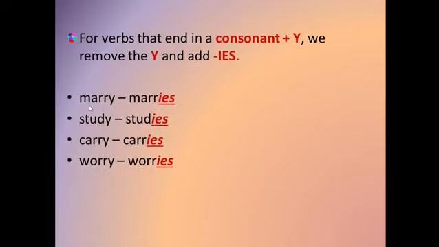For example, he marries. My subject here is a he, and the verb ends in a consonant r plus y, so I remove the y and add ies in the present simple. She studies. Here I have a consonant d and a y, so I remove the y and add ies. He carries. I have a consonant r and a y, so I remove the y and add ies. It worries. Here I have an r, a consonant, and a y, so I remove the y and add ies in the present simple.